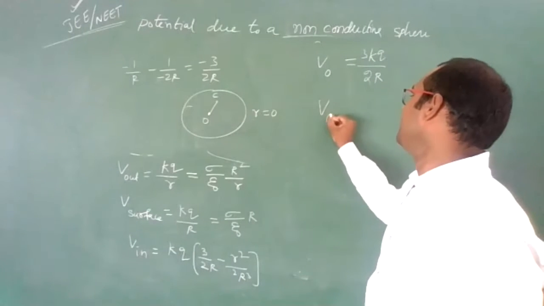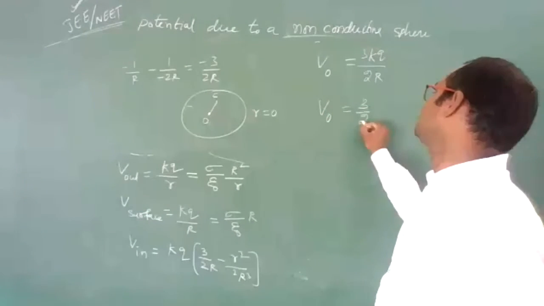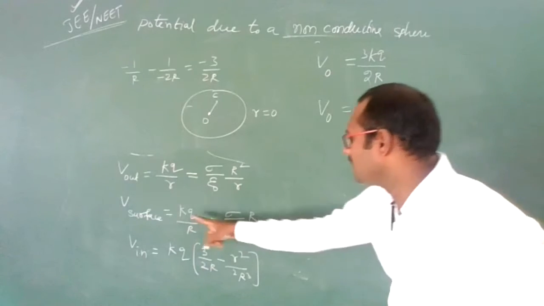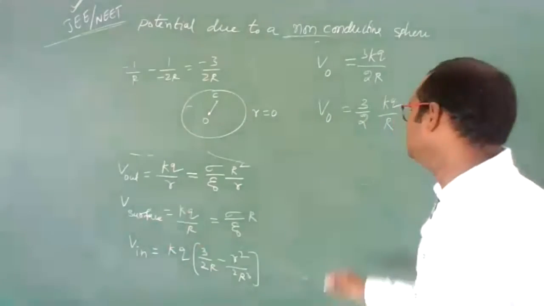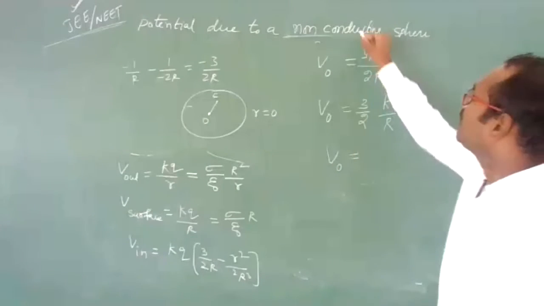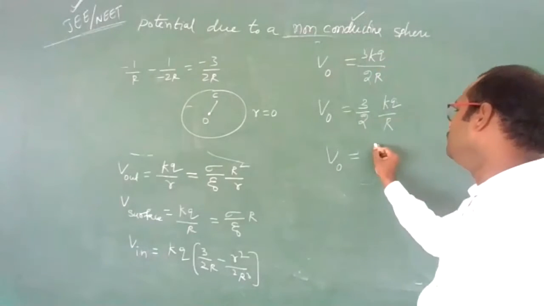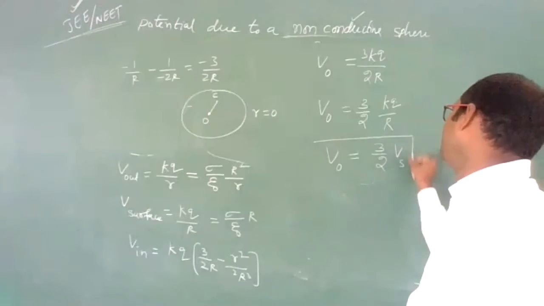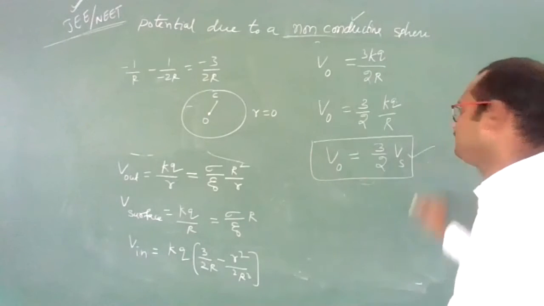And it can be written as 3 by 2 times kq by R. But kq by R is what? Potential on the surface. Means we can say the potential at the center due to a non-conducting sphere will be equal to 3 by 2 times the potential at the surface. Very important point. You must remember this.